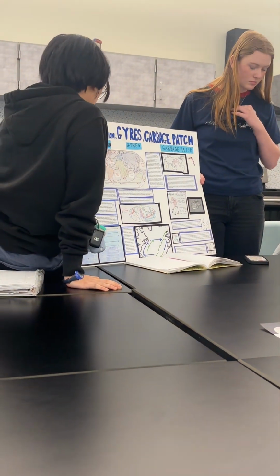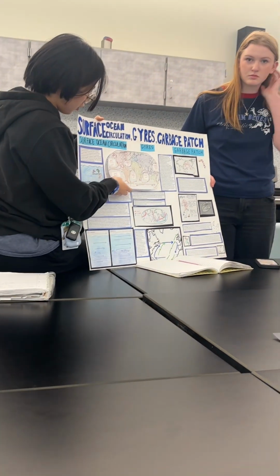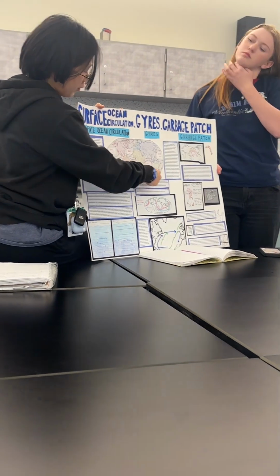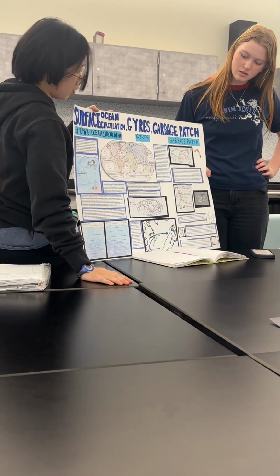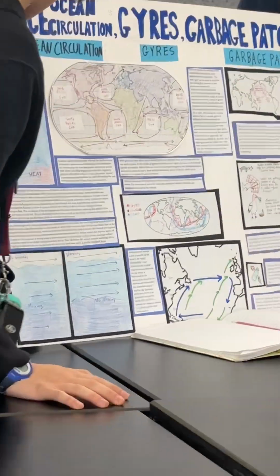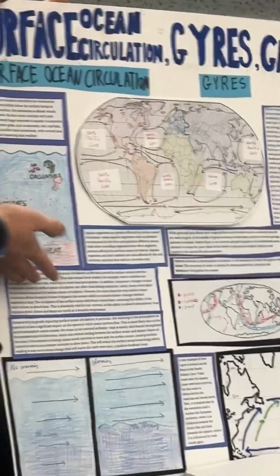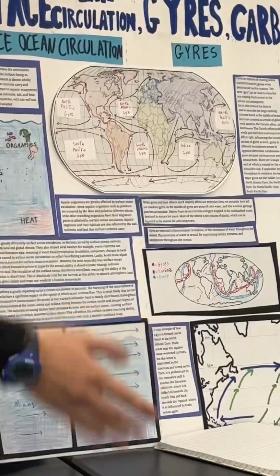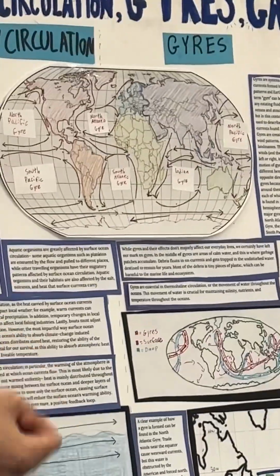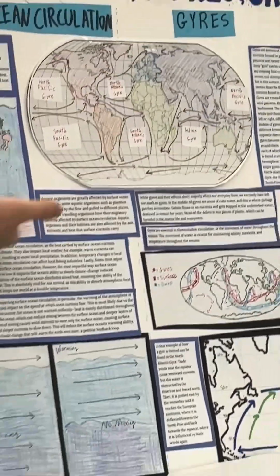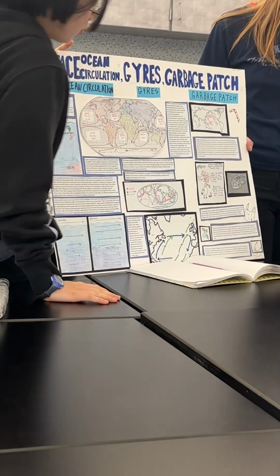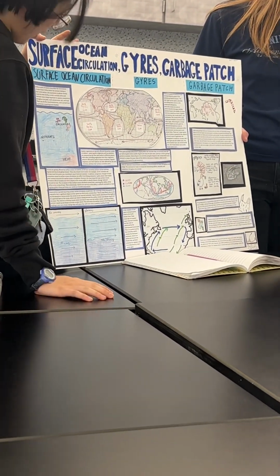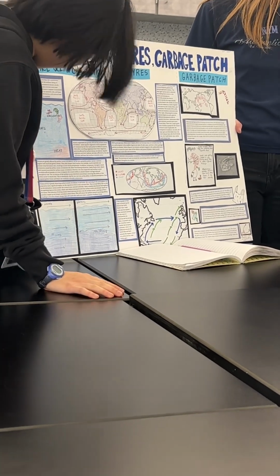So here's a quick map of the surface ocean circulation around the world. It's kind of small, so just look at it when we pass it around. Aquatic organisms are affected by surface ocean circulation greatly, as it affects their migratory patterns, and also the things carried by it: nutrients, heat, and salt. Aquatic organisms are greatly affected by those.